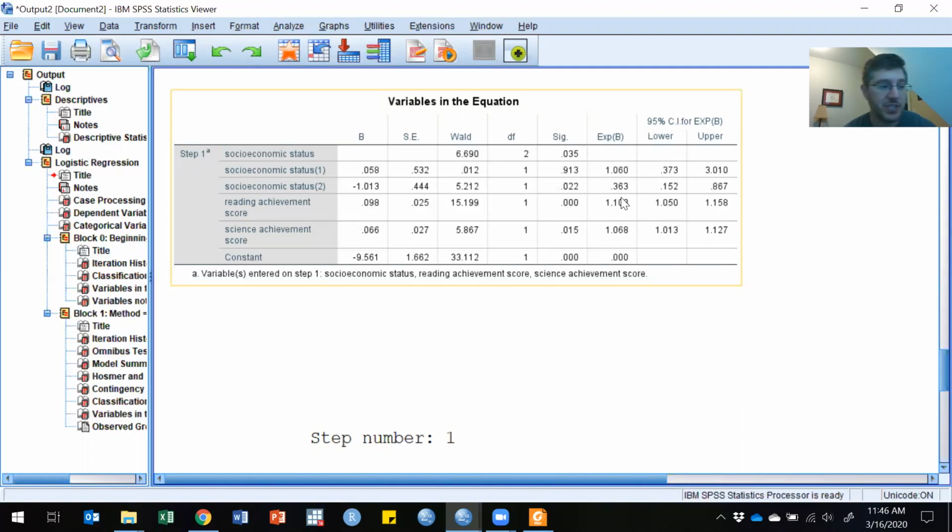honors composition course. Another thing you can do is take the inverse of the odds ratio, so 1 divided by 0.363, and we get 2.75. So we take the inverse of the odds ratio, and then we flip the comparison groups. It's saying that those in the high SES group are almost 3 times as likely to be in the honors composition group than those in the medium SES group.